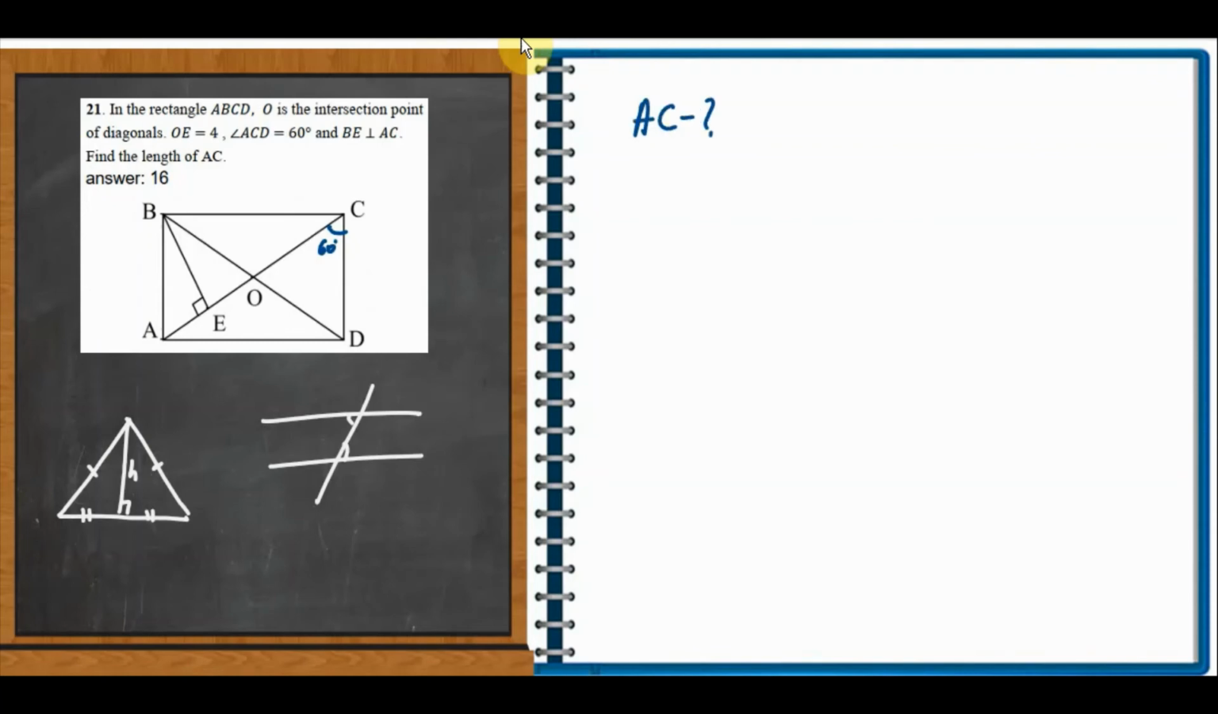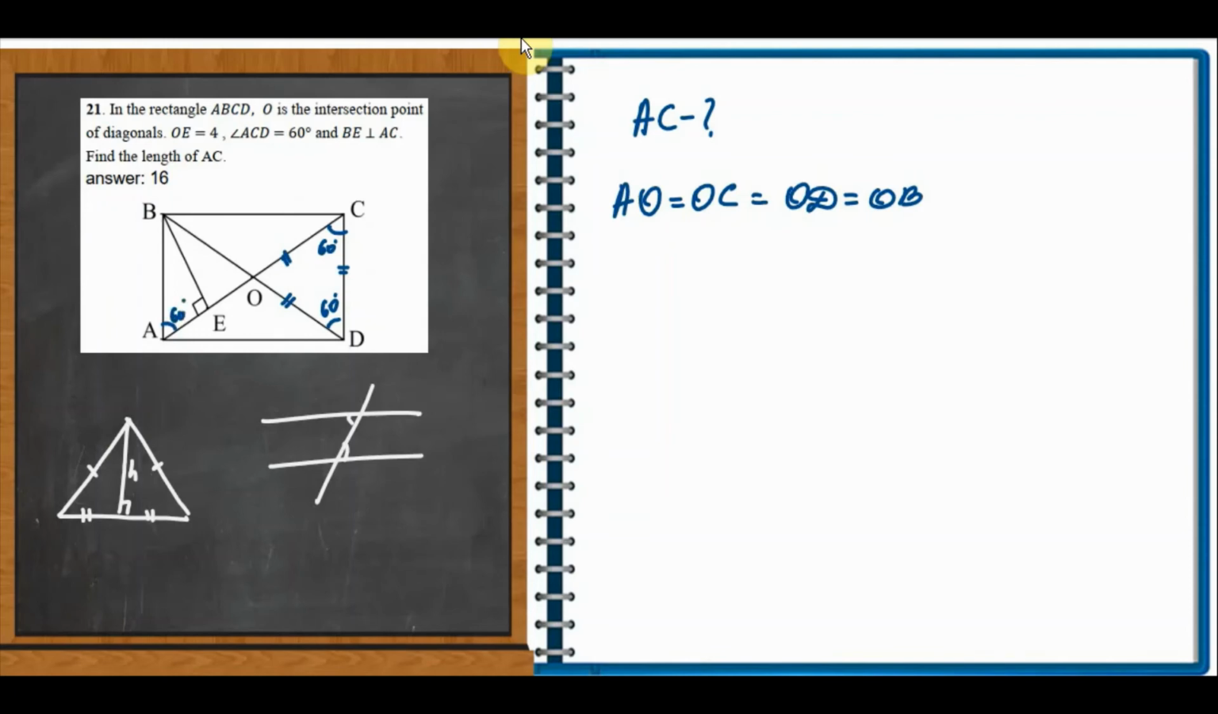Now we know that AO is equal to OC, and since the diagonals of a rectangle are equal, this will be equal to OD and OB. Now, if we know their equality, we can say that this angle is also 60. Now, if we find another angle, that will be 60 as well. It means we have an equilateral triangle. This is 60 degrees here. The alternate will be here.